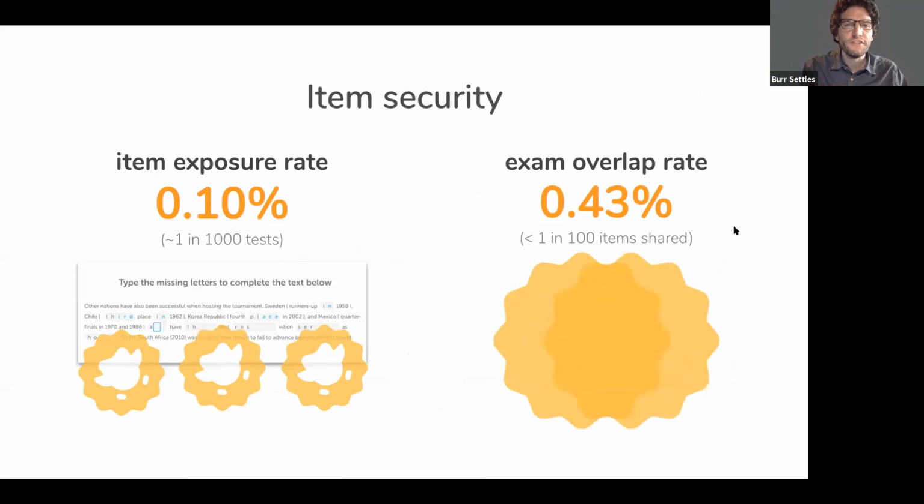And another advantage is that because we're able to automatically generate all of these items and automatically calibrate their item difficulty parameters using this machine learning alternative form of pilot testing, we're able to generate huge item pools, which severely limits the exposure rate and the exam overlap rate, which is very important for item security in a test like the Duolingo English Test, where anybody from anywhere in the world at any time can take the test.